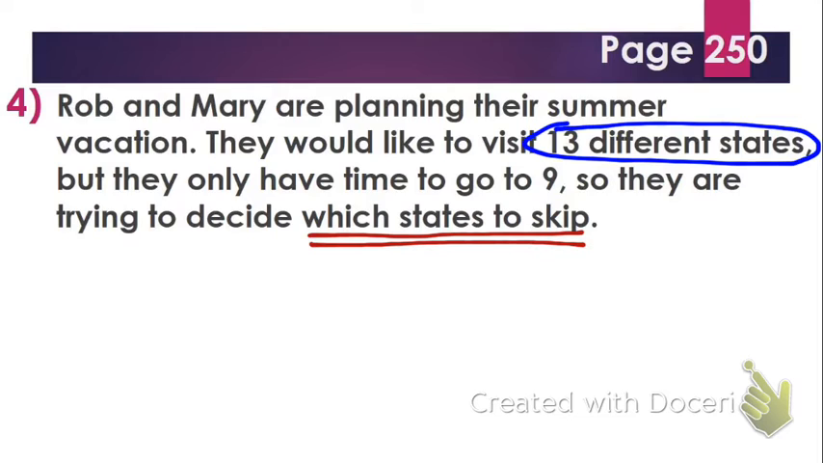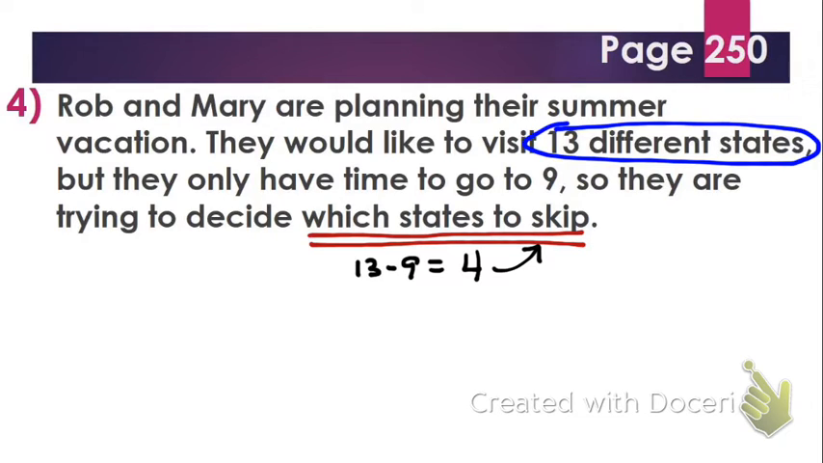They're going to visit how many? 9. So how many are they going to skip? 13 minus 9. They're going to skip 4 states. That's what we're trying to figure out. We're not trying to figure out which 9 states they are visiting. We're trying to figure out which states they're skipping.